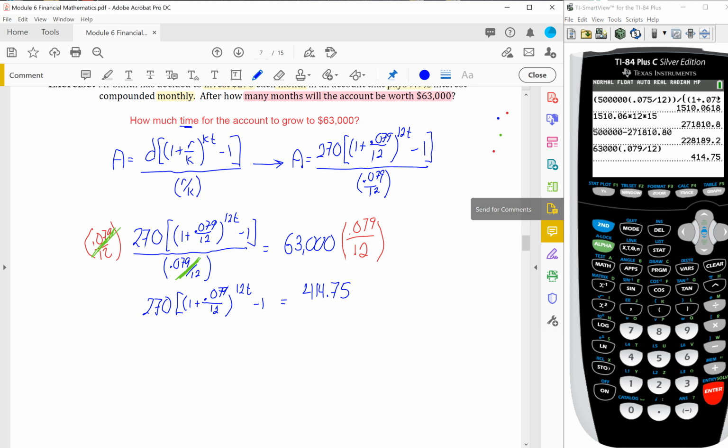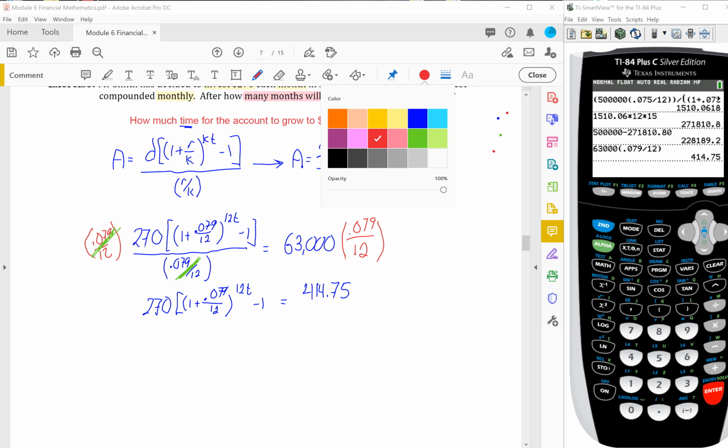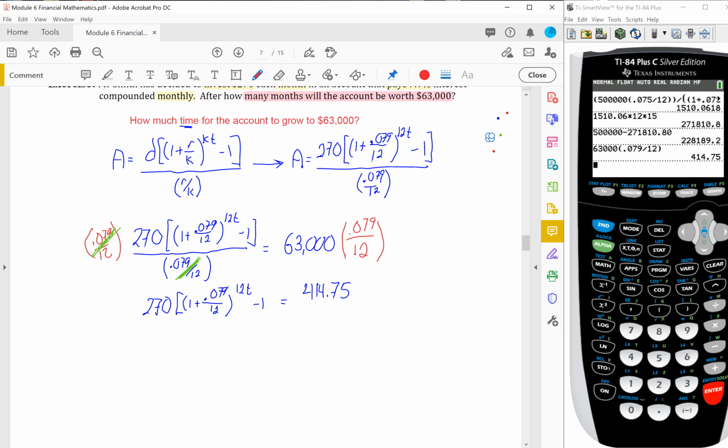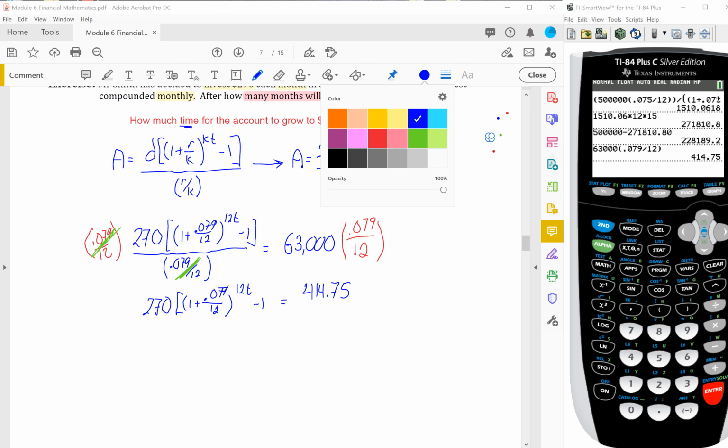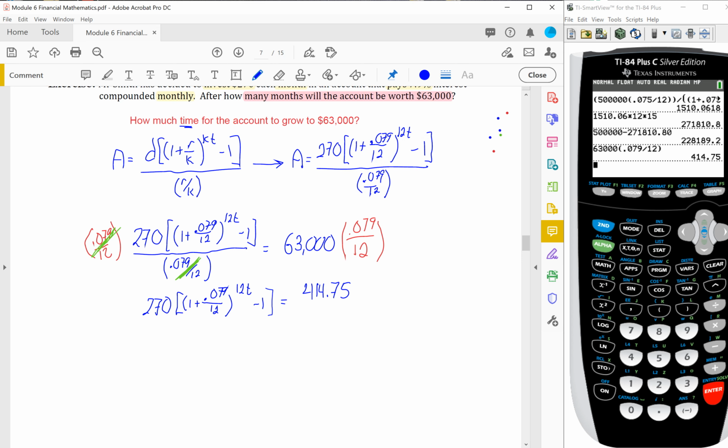Now, this came out to be a pretty nice number. If it were not so nice, you'd probably want to consider how many digits you'd like to carry in your decimal to avoid rounding errors. But this one was pretty nice. Okay, now let's continue to solve this for time t.